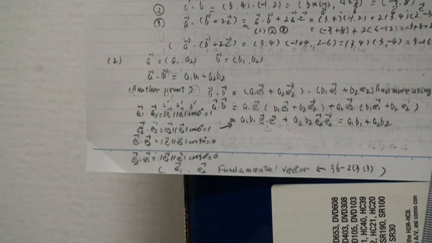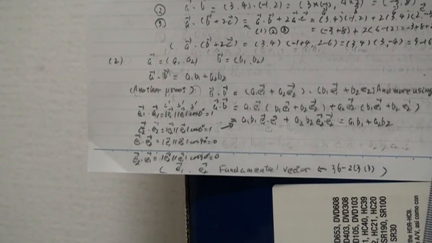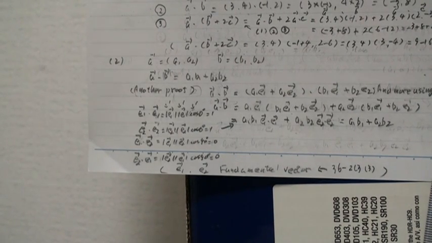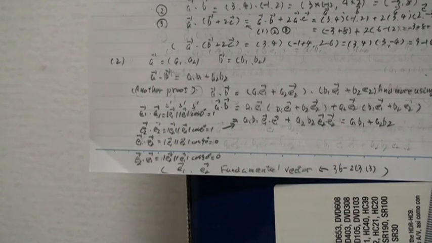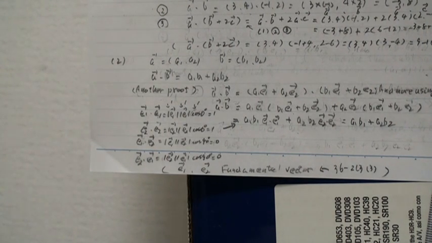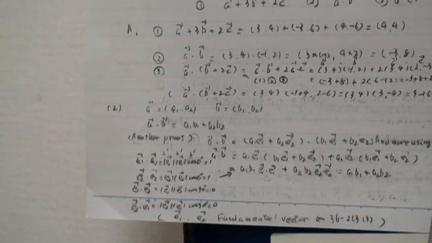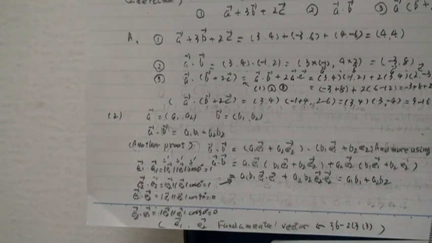Then A1 B1 times e1·e1, and plus A2 B2 times e2·e2, and equal 1, 1, then A1 B1 plus A2 B2. Okay. It's finished.